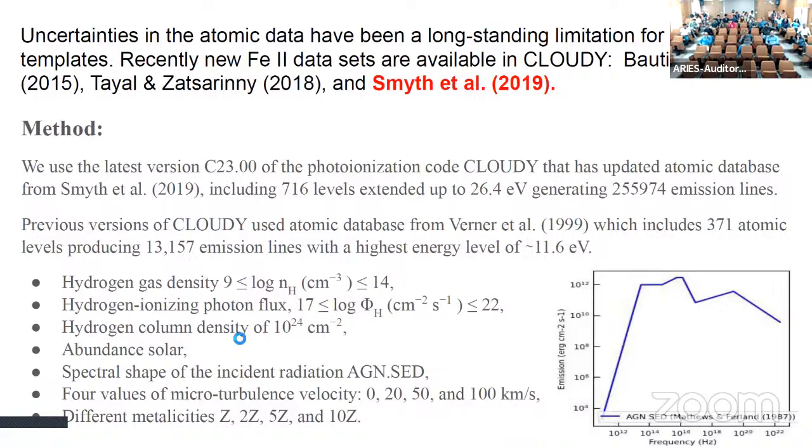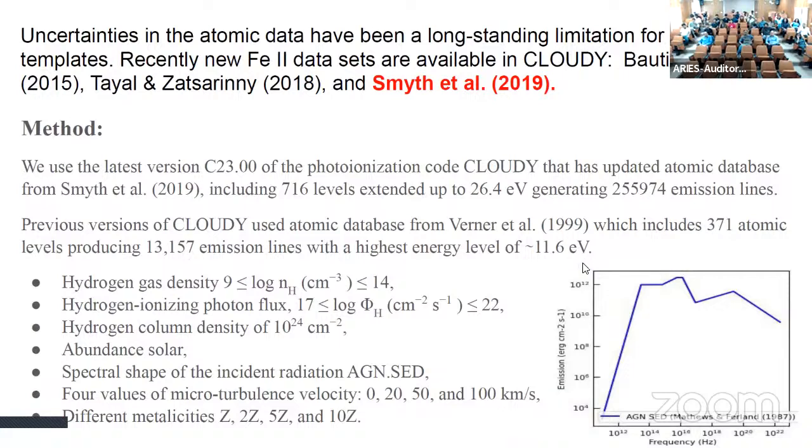In this software called Cloudy, which is basically a photoionization code that does the photoionization calculation, people use a very old atomic database that is available. It's from 1999, and it has very few atomic levels, very few emission lines, and the highest energy level is only 11.6 eV.